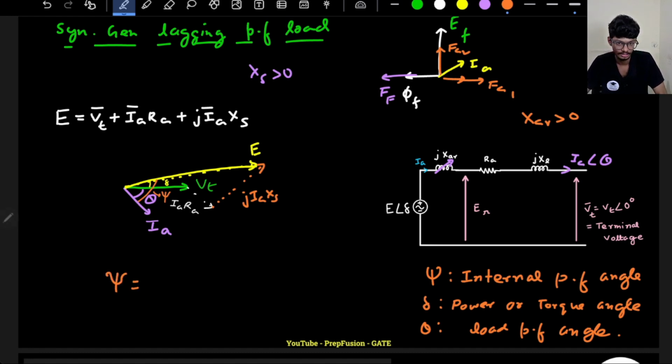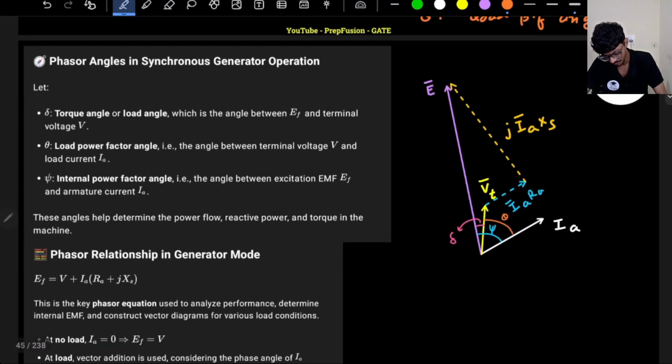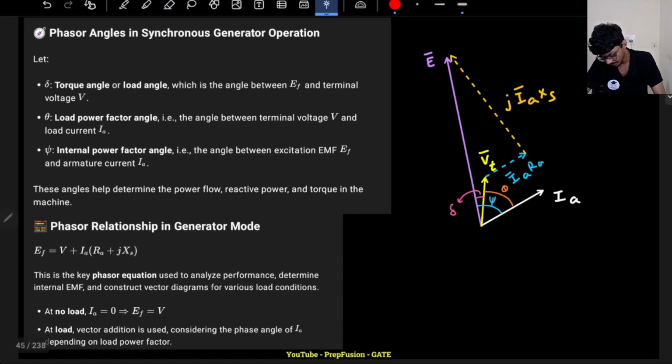So what is psi actually equal to? Psi, the internal power factor angle, is equal to theta plus delta. The same thing is written over here: this is my Vt, this is my delta, this is my theta, this is my psi. Now I want to derive a few values. When there is no load connected, when I is 0, my Ef and V are the same. There is no active power getting developed, hence no current is flowing. So sine of delta, or sine of 0, is 0, and there is no torque getting developed. If I is non-zero, then these relationships will be there.